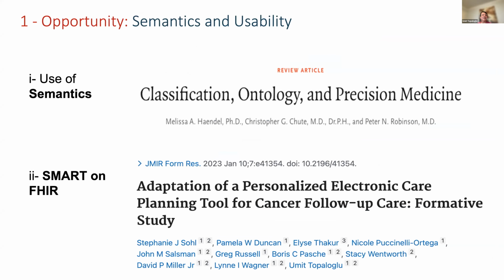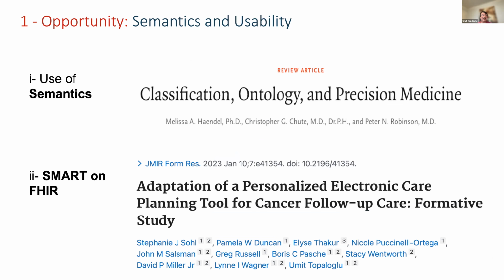So let's talk about some of the opportunities. A seminal paper by Melissa, Chris and Peter, which I'm sure many, if not most, of you have read, sets the stage for the importance of semantics and ontology towards precision medicine. I think this is quite essential and needed, and we take that very seriously at the NCI.